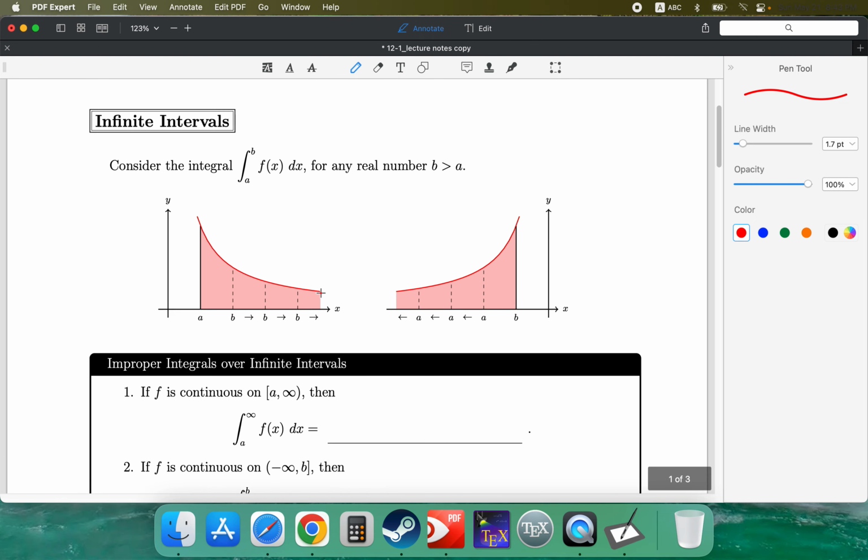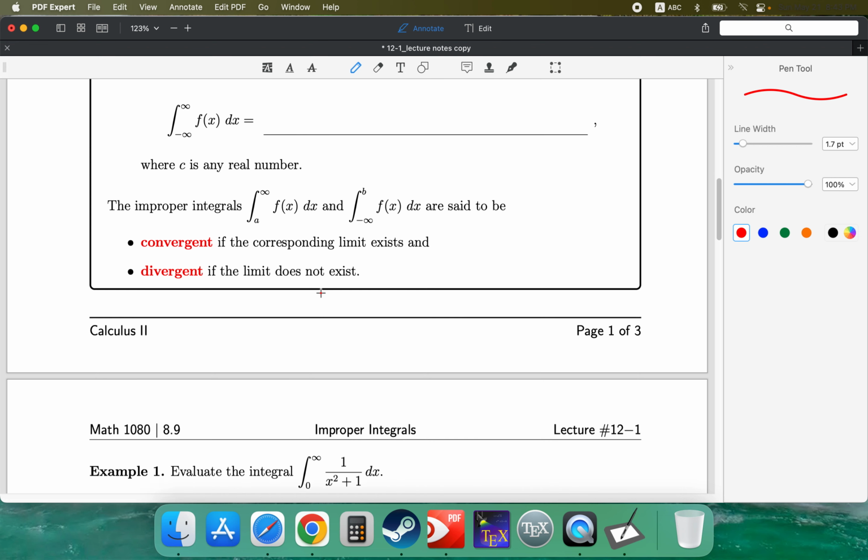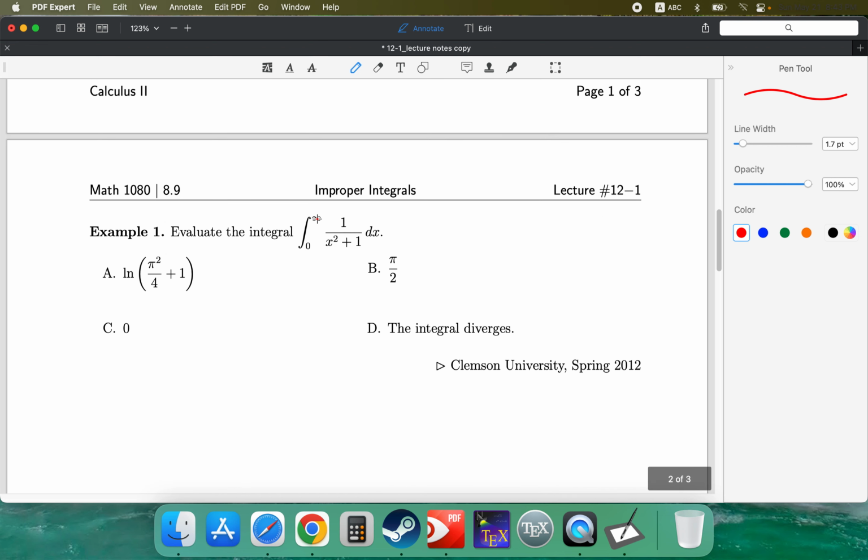So let's take a look at the idea. We know that infinity is not a number, so we cannot plug in infinity, just like what we used to do for the fundamental theorem of calculus. If you want to integrate f of x from a to b, after you find an antiderivative, you plug in the upper bound, plug in the lower bound, and find the difference. But if your upper bound is infinity, you cannot really plug in infinity. So what should we do?